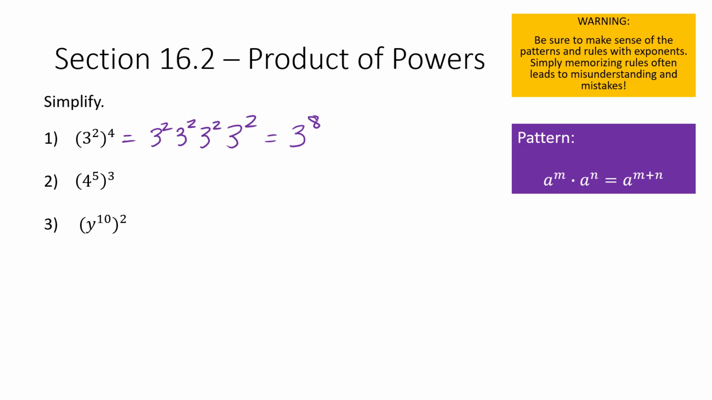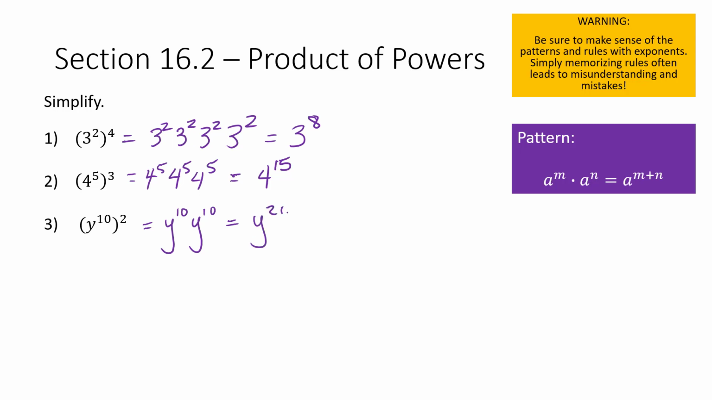Let's see if a similar pattern comes up here. So now I've got 4 to the 5th times 4 to the 5th times 4 to the 5th. I've got 5 4's and 5 4's and 5 4's. So altogether, I'm going to end up with 4 to the power of 15. Here's one with a variable, but I'm going to have y to the 10th times y to the 10th. So here I've got 10 y's being multiplied all together, and another 10 y's being multiplied all together. So what have I got? That's going to give me y to the 20th.